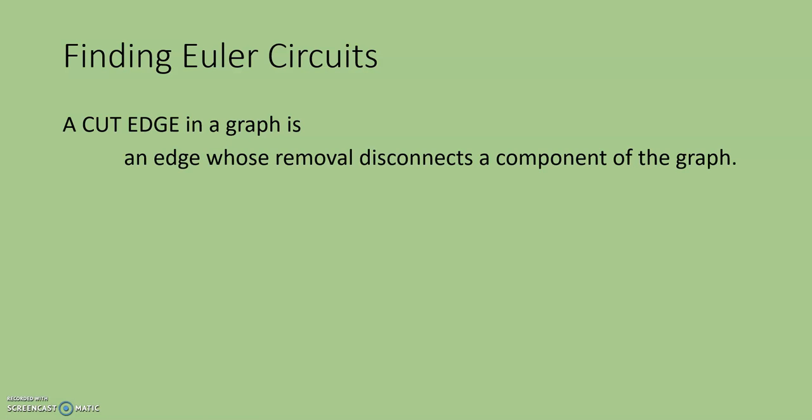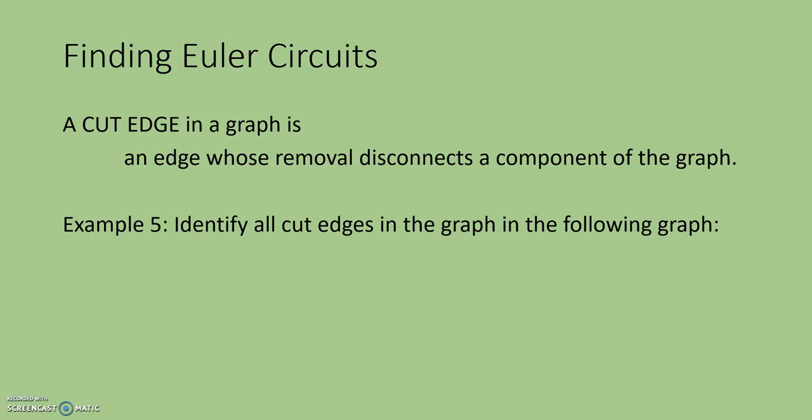When we want to find Euler circuits, we have to talk about cut edges. A cut edge in a graph is an edge whose removal disconnects a component of the graph. Example 5 says to identify all cut edges in the graph below.